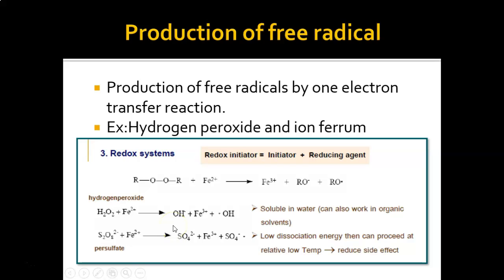So we can determine which one has been oxidized and which one has been reduced. Okay, so iron 2+ is being oxidized because of the loss of the electron.